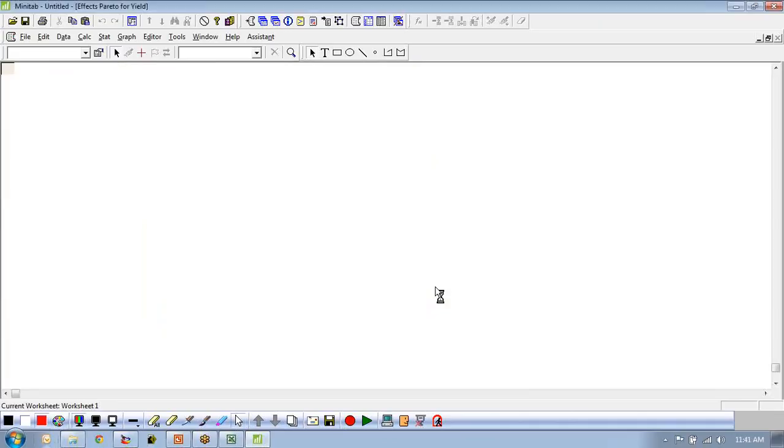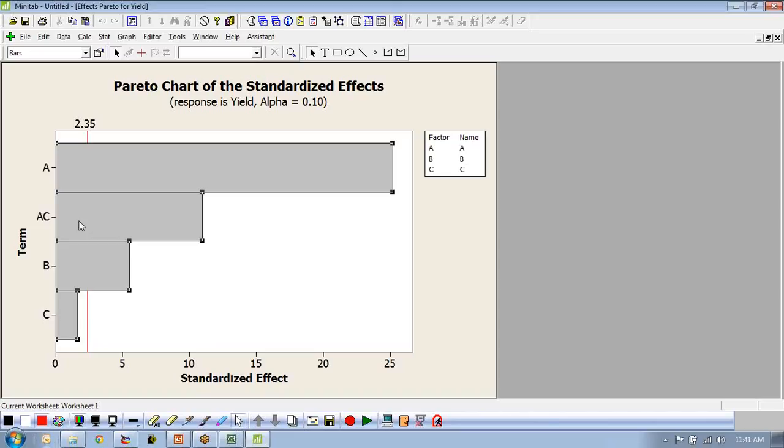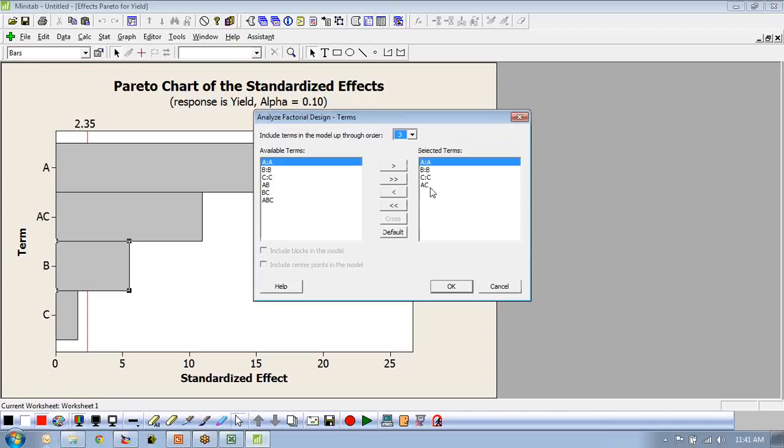And now I look at the significance, and I got A, AC, and B to be significant. So watch what happens. You should be used to this by now, but what would happen if I tried to take out C? It says, no, you have to select C because it's in AC. If you want to keep AC, you have to keep C.